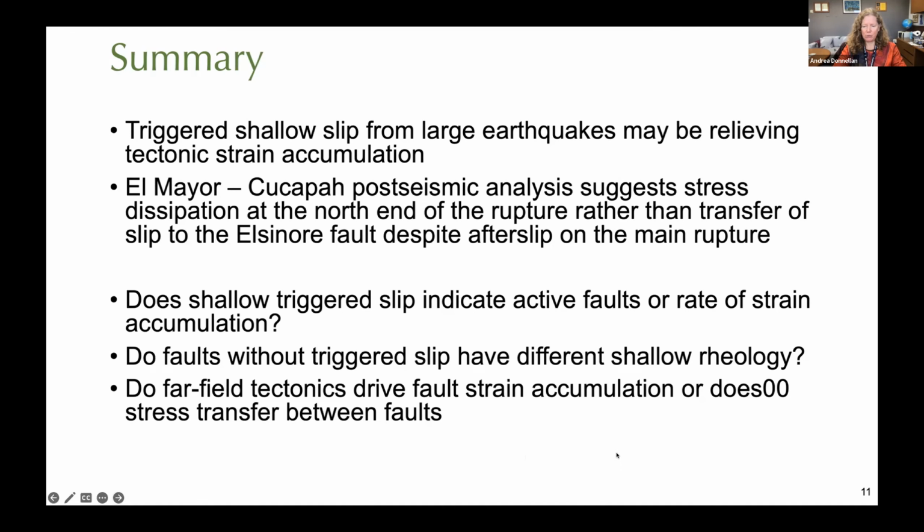So some of the questions I pose here, in line with what Chris was talking about: Does shallow triggered slip indicate active faults? Probably yes. Or can we estimate rate of strain accumulation from that? Do faults with triggered slip have different shallow rheology than, say, the San Jacinto fault, which didn't show triggered slip in the earthquake, yet we all know it's an active fault? And then, did the far field tectonics drive the fault strain accumulation, or does stress transfer between faults? With that, I will stop.